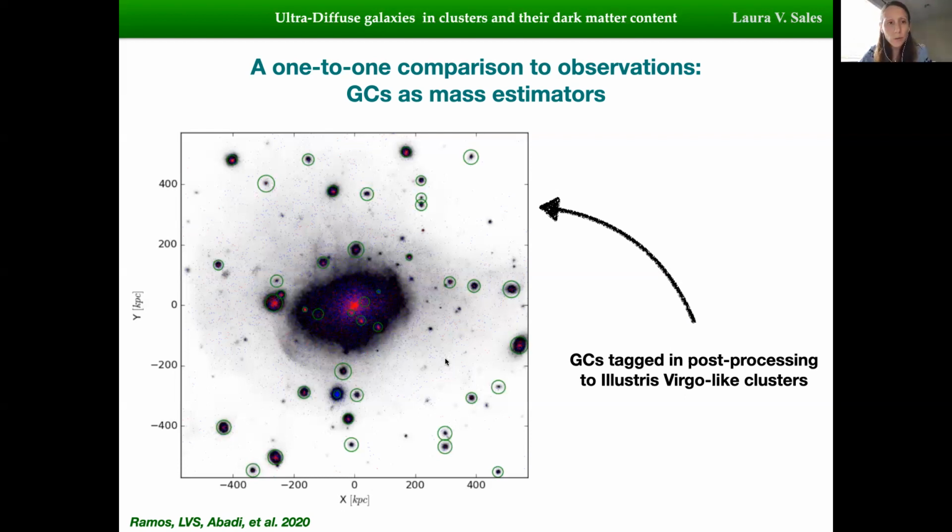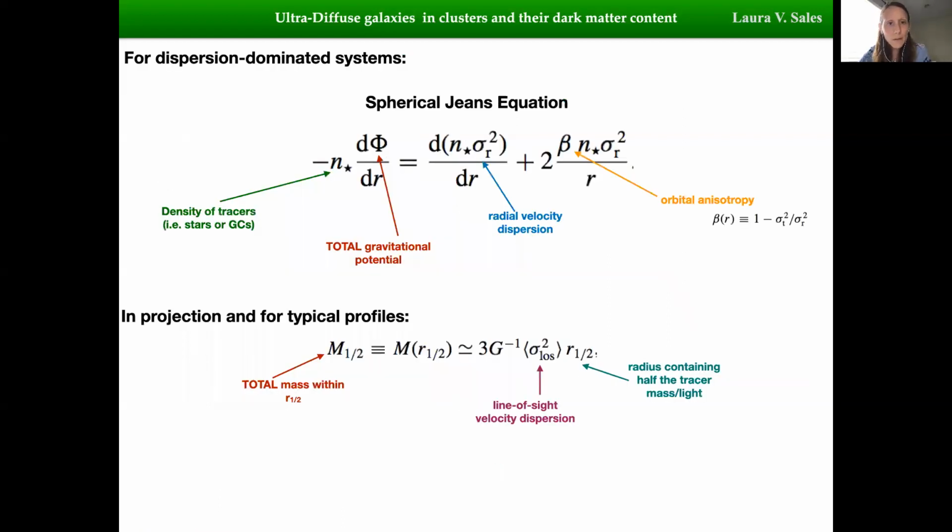So for this work, we worked only with those that are associated to our dwarfs. And so how do you estimate mass? Well, that's our friend, the spherical Jeans equation, in which you can deconstruct or get some information on the total gravitational potential based on the distribution and the kinematics of the tracer. In this case, the tracer is a globular cluster.